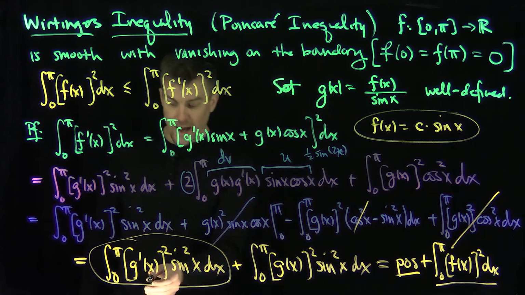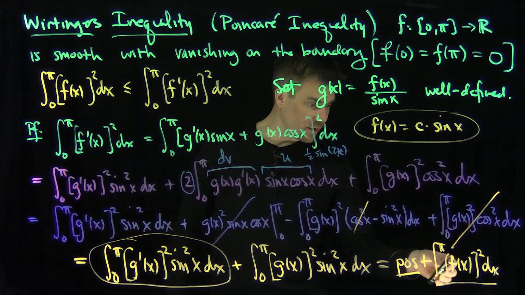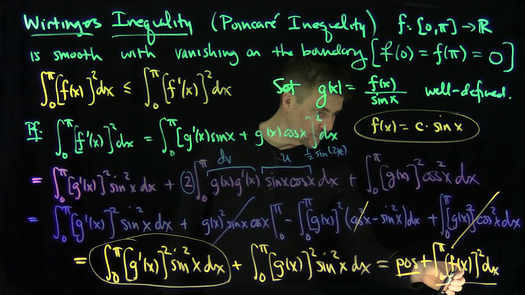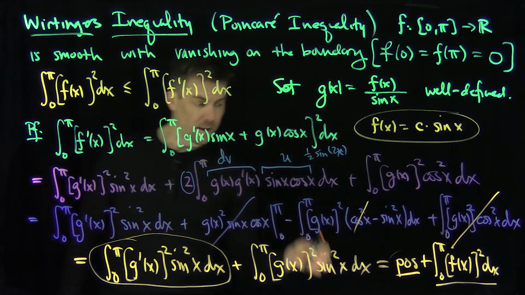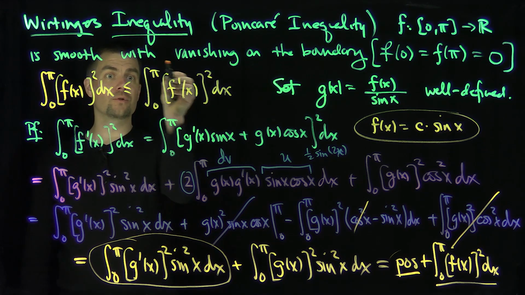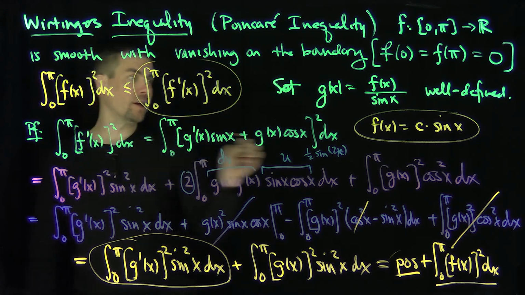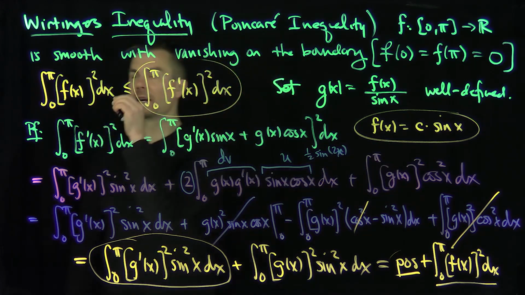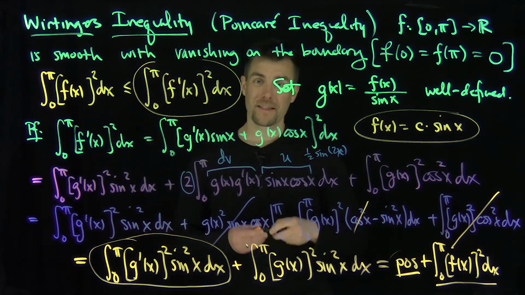Otherwise, g prime is not identically equal to 0, and this term over here is positive, so that the integral from 0 to pi of f of x squared dx, plus something positive, is equal to the integral from 0 to pi of the derivative squared. So that says that the derivative squared is always greater than or equal to, with equality in the case when f of x is c sine, the integral from 0 to pi of the function squared. Thank you very much.